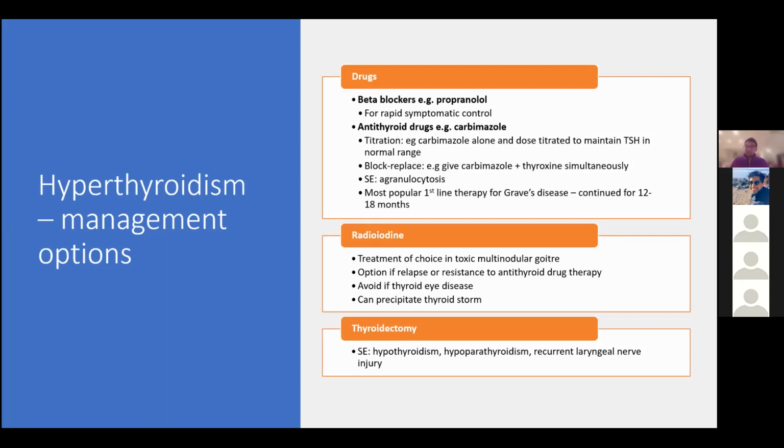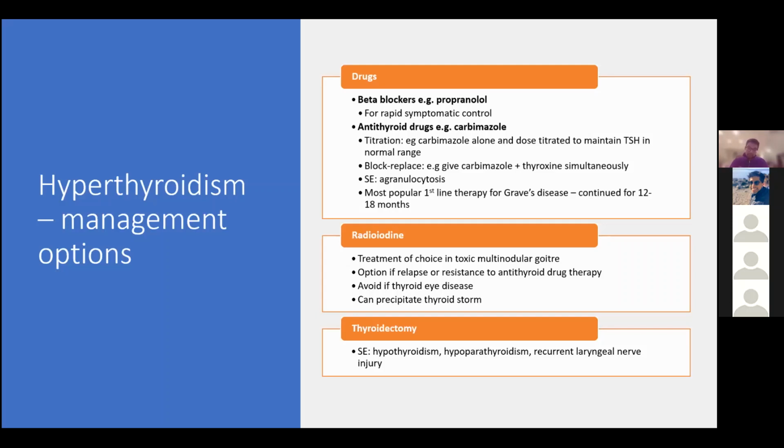There are two different strategies that are used. One is titration: you start the drug and then you titrate it up or down based on the TSH level to maintain it in the normal range. Another strategy is a block and replace mechanism. You give a higher dose of your antithyroid drug, completely shut off the thyroid gland, and then you replace the thyroid hormone with levothyroxine at the same time.